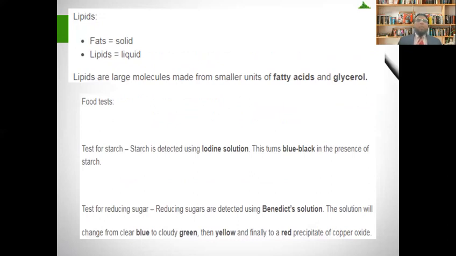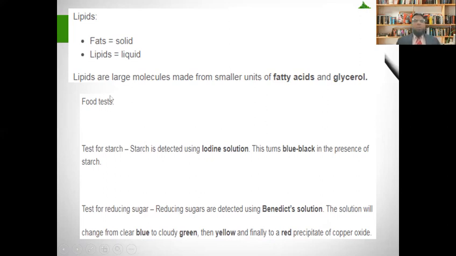Now the fats or lipids. See what is the difference between fats and oils. Oils are liquid at room temperature, and fats are solid at room temperature. So lipids are large molecules made from small units of fatty acids and glycerol.